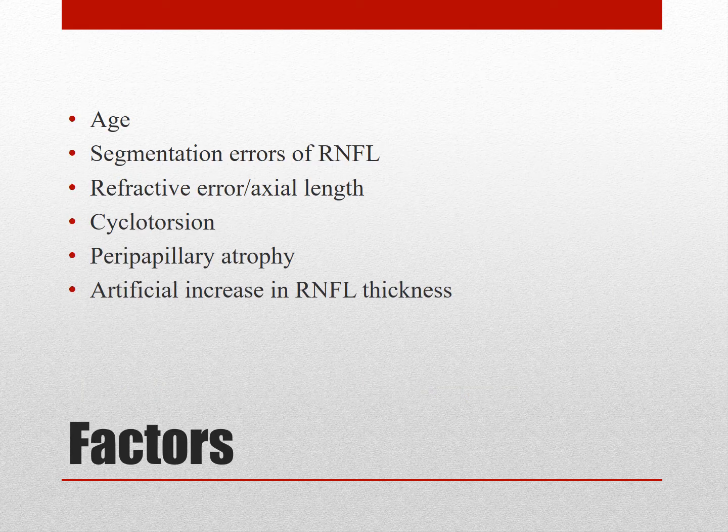So here's a list of some factors that will contribute to a red disease. Having the incorrect age, segmentation errors of the retinal nerve fiber layer, or I'll just refer to it as nerve fiber for short, having high refractive error, longer or shorter than normal axial length, cyclotortion, peripapillary atrophy, and artificial increase in the nerve fiber thickness.